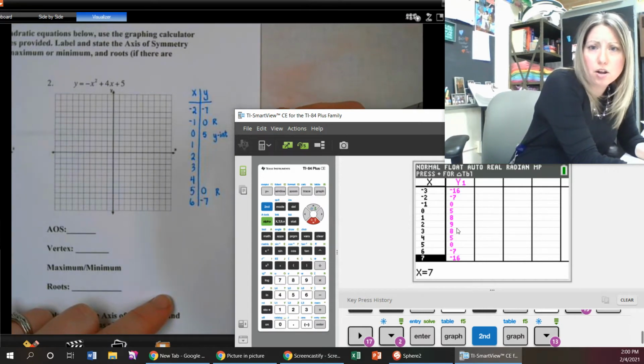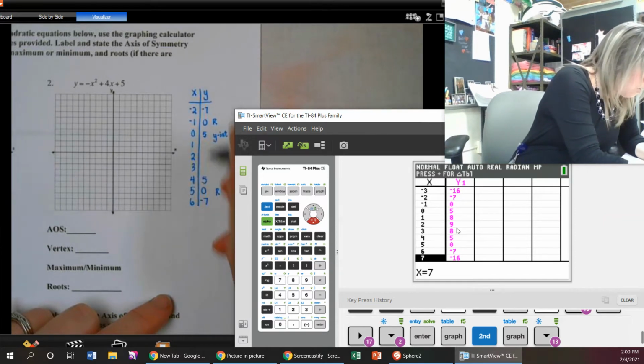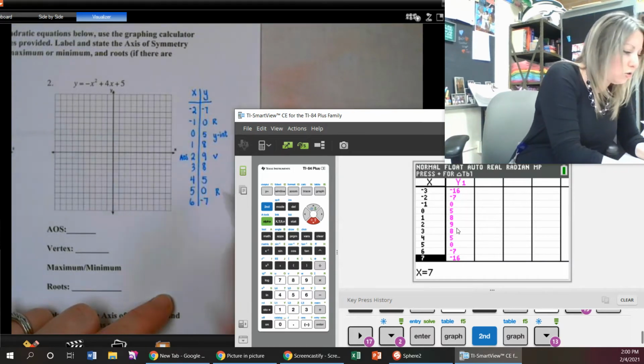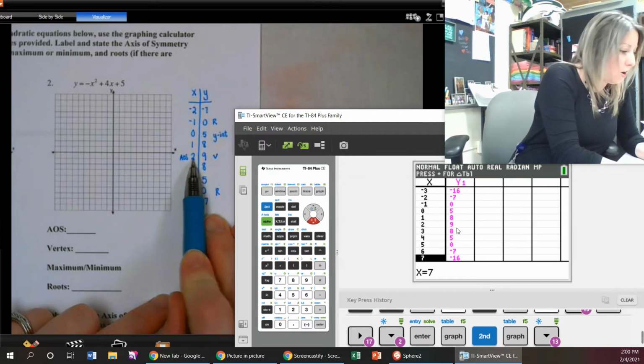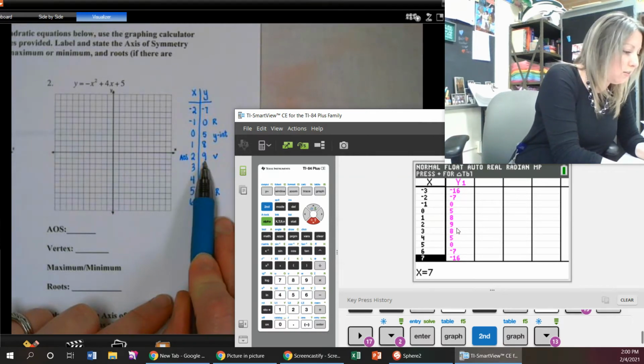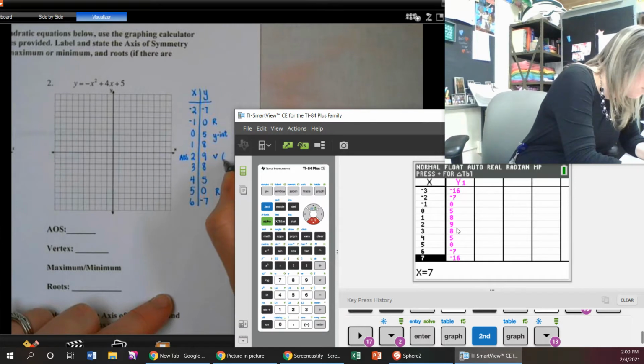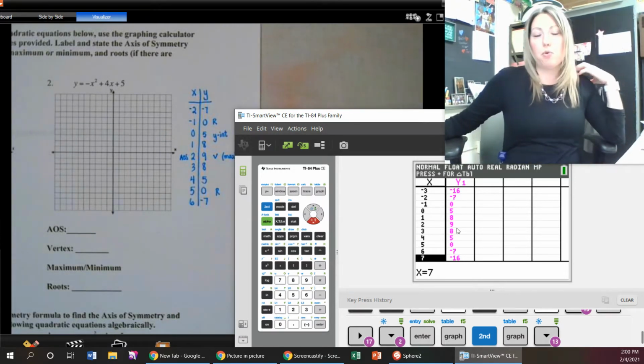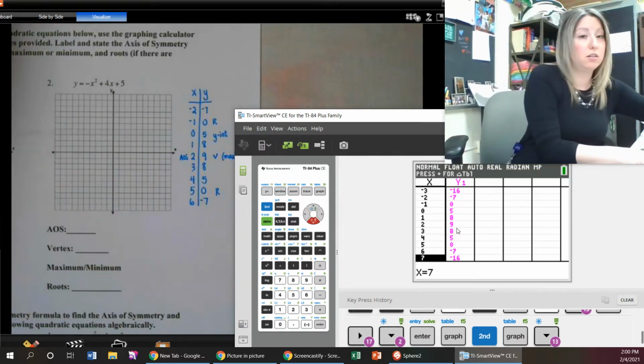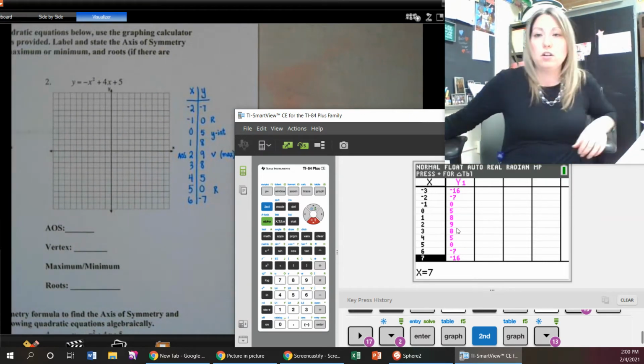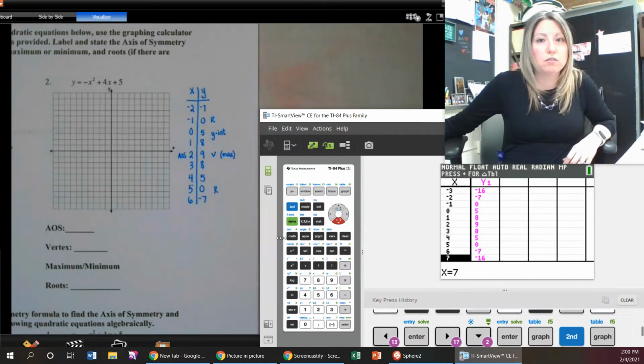Then we've got 1, 8, and 3, 8, and then 2, 9 is our axis of symmetry. X equals 2 is our axis of symmetry. The vertex or turning point is 2, 9, right? And it is also a maximum. So I'm going to put that. And I know that that's a high point because I've got a frowny face parabola, right? So that negative.